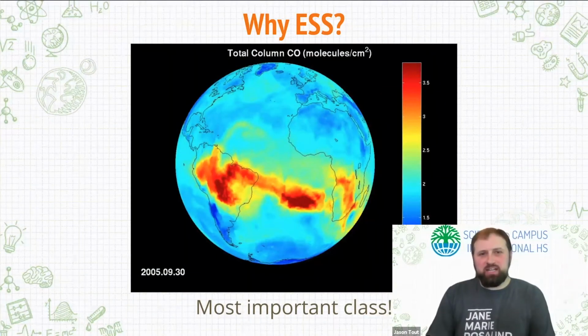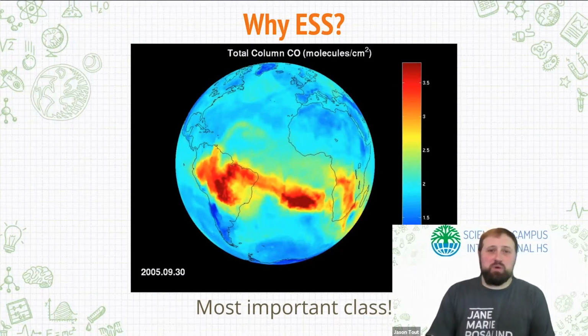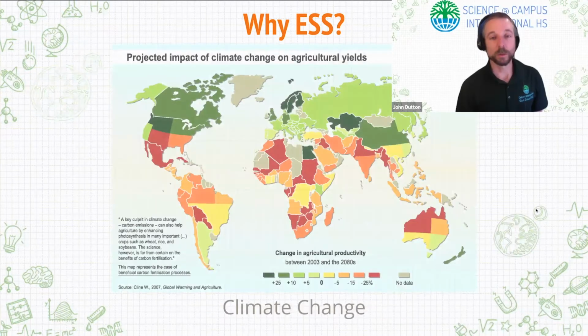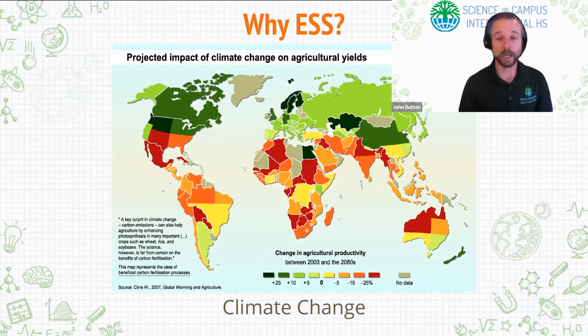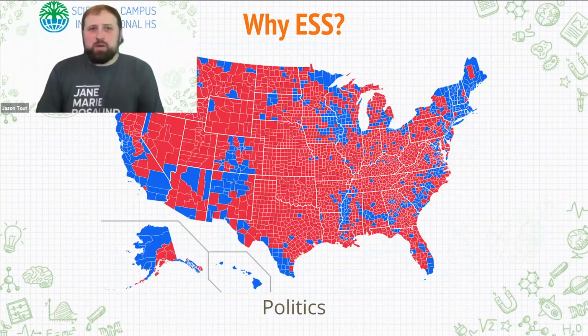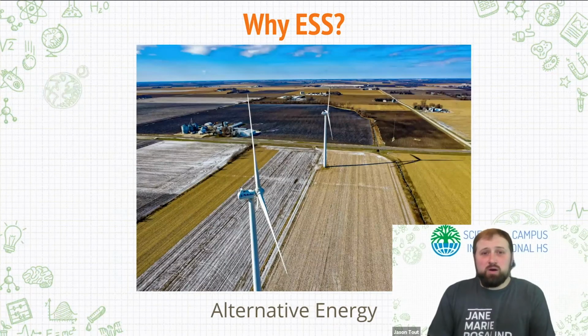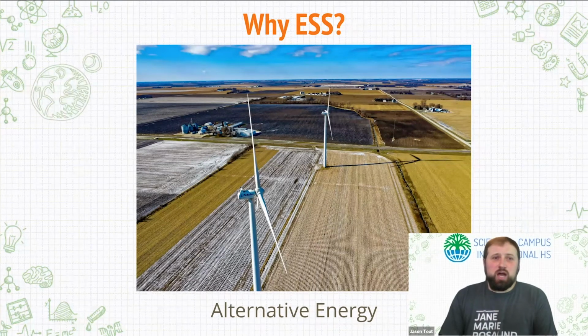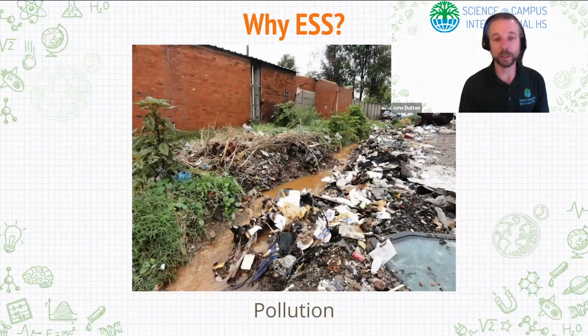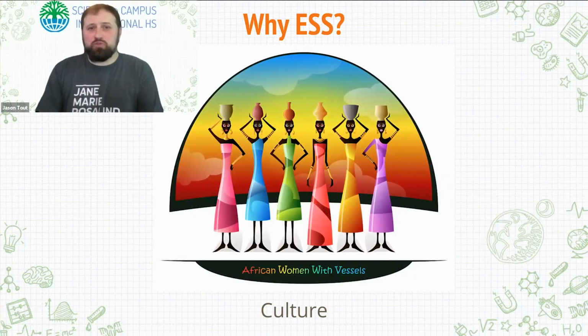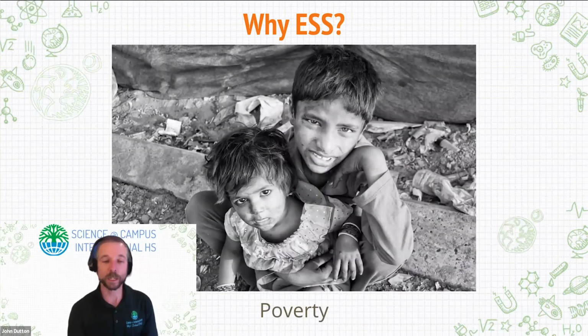Today we're going to explain to you why ESS is the most important class you will take in high school. In this class, we'll talk about how climate change impacts the environment, how climate change is discussed and affects politics, and how economics impacts the environment. We'll talk about how alternative energy methods provide new opportunities, all the different kinds of pollution and how that impacts the environment. We'll find connections where culture intertwines with the environment, and how the environment affects poverty and how poverty affects the environment.